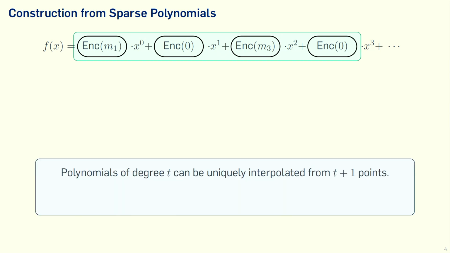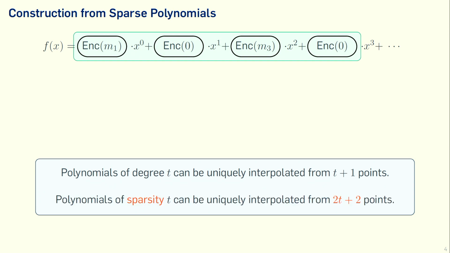Now, there is a fact about polynomials that most people who had high school math should know: if we have a polynomial of degree t, then you can uniquely interpolate it from t plus 1 points. There's a lesser known fact about sparse polynomials that is very similar. If you have a polynomial that is t-sparse, meaning that only t of the coefficients are non-zero, then we can uniquely interpolate it from 2t plus 2 points. So we need twice as many points, but it works.